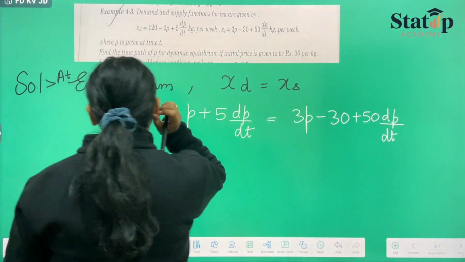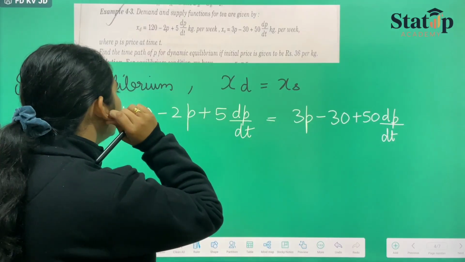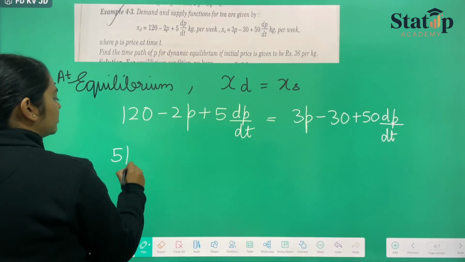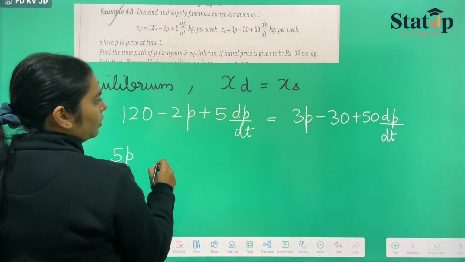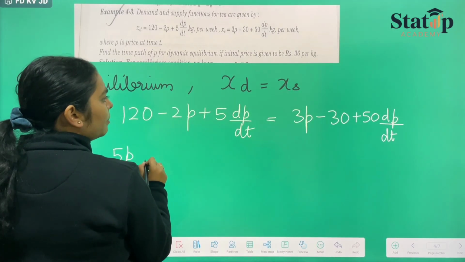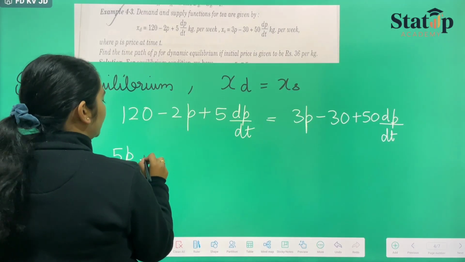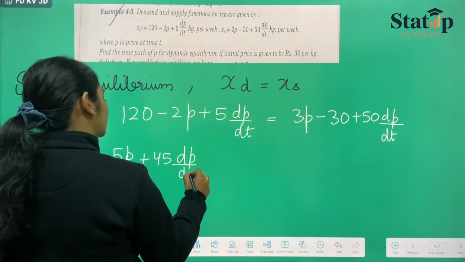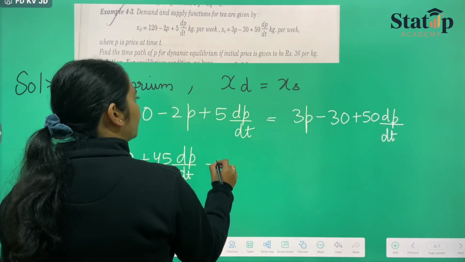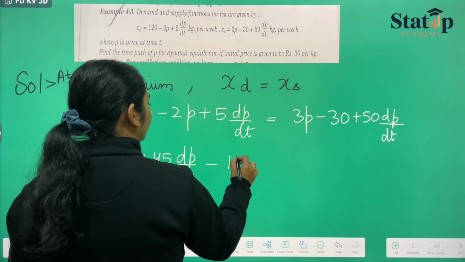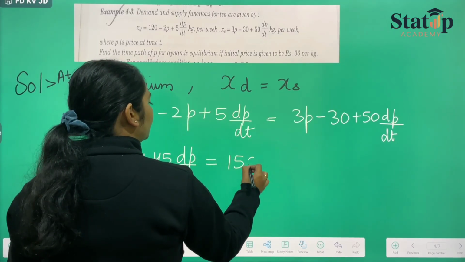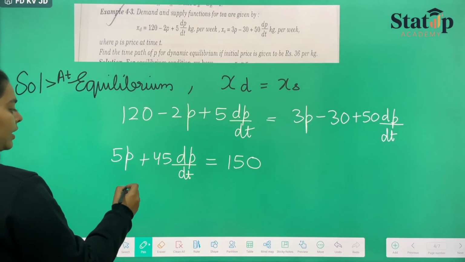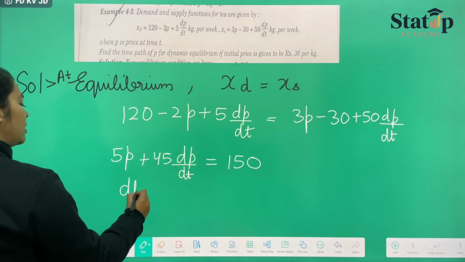Now taking all of them on one side, we will be getting 5p minus plus 45 dp by dt minus 150 or equal to 150, we can say. So dividing by 45, we have to keep dp by dt alone.